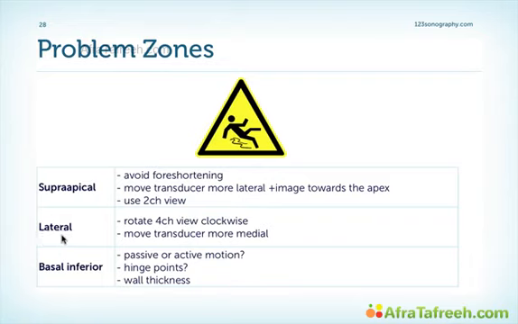For the lateral region, try to rotate the four-chamber view more clockwise towards the posterolateral wall. Move the transducer more medial and thereby have a better perpendicular angulation towards the lateral wall and thereby a better resolution. And for the basal inferior region, try to assess how motion actually is. Is it more passive or active? Look for hinge points and also try to see if the wall thickness is normal or not.